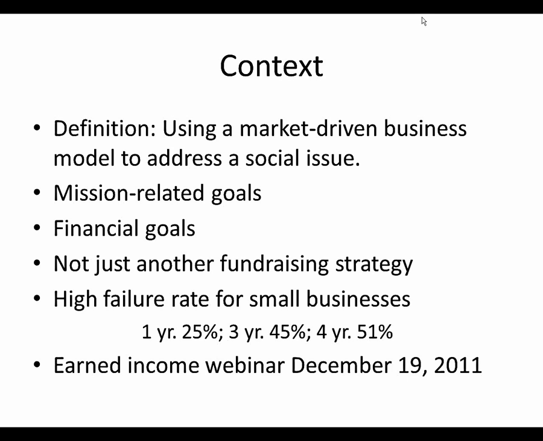Like any small business, these enterprises can have a very, very high failure rate. One of the sources that I looked at that was relatively conservative showed that within 4 years, over half of small businesses fail. Even though the chances of failing decrease year by year, within 4 years, half of them are gone. And that means that all of that initial investment is gone. So it's something that you think about hard and long before you get into this kind of activity.